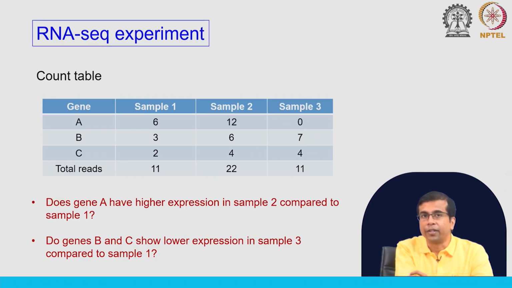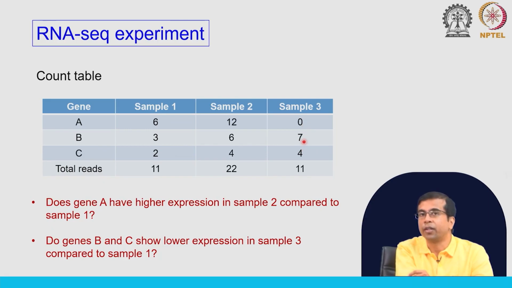For the second question here, do genes B and C show lower expression in sample 3 compared to sample 1? You have to be a bit careful. One of the things you probably notice is that gene A becomes 0. It means clearly that gene A's expression has dropped in sample 3. So, if you are sequencing up to the same sequencing depth, only B and C will get all the reads, because gene A is not expressed now. So, only gene B and gene C are expressed.